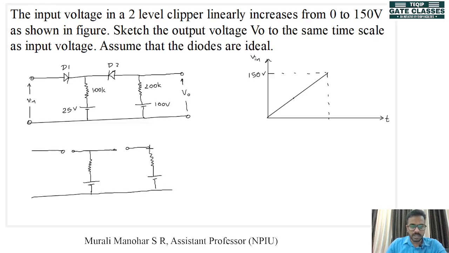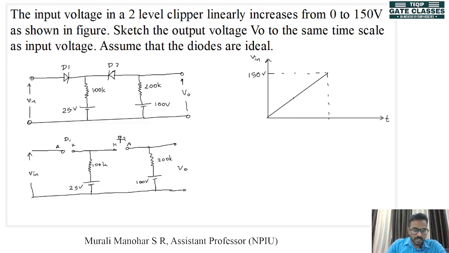So this is the equivalent circuit initially. This is our V out, V in, which is increasing linearly from 0 to 150 volt. This is diode D1, its anode and cathode. This is diode D2, its cathode and anode. This is 100K, this is 25 volt, this is 100 volt, this is 200K.